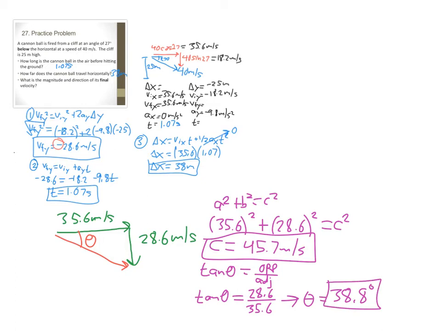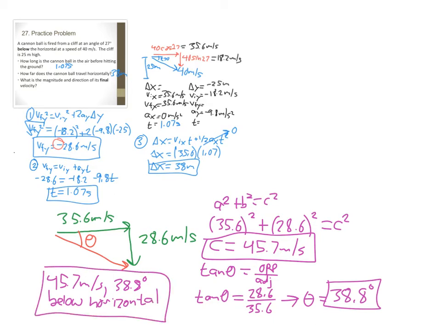So to wrap up this answer, I would say the final velocity, magnitude and direction, is going to be 45.7 meters per second, and I would just say 38.8 degrees below the horizontal. You could say south of east, that's how we've done it in the past, but typically with projectiles we just stick with above the horizontal or below the horizontal.